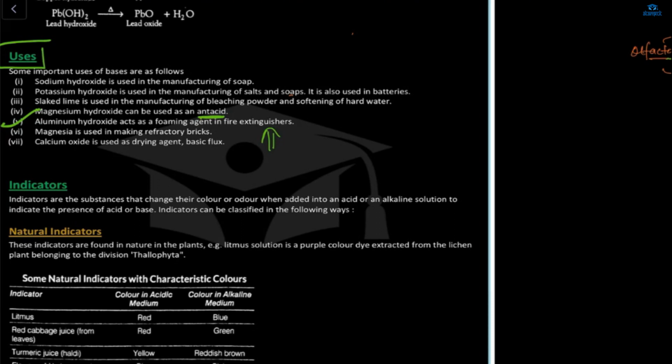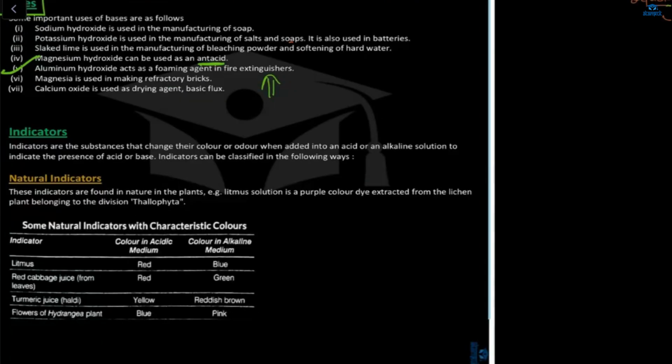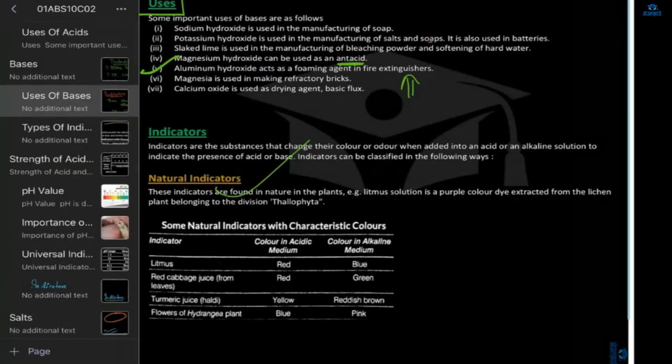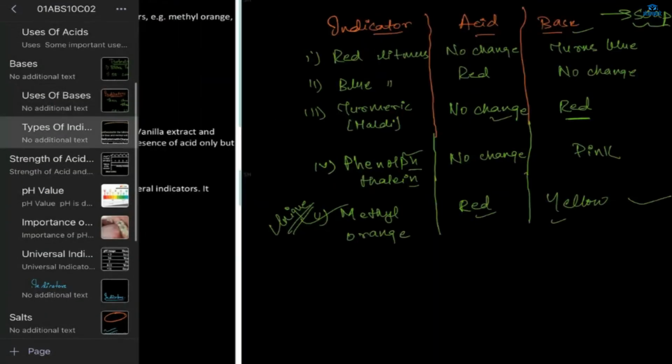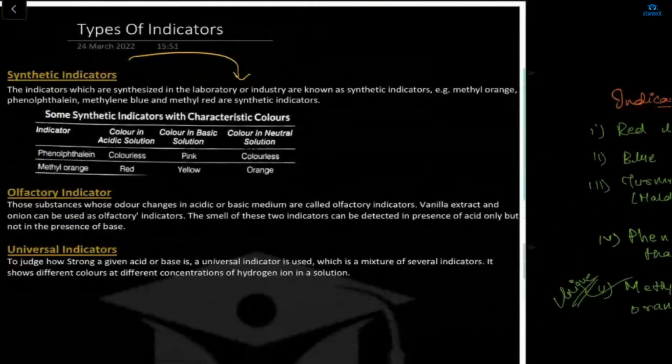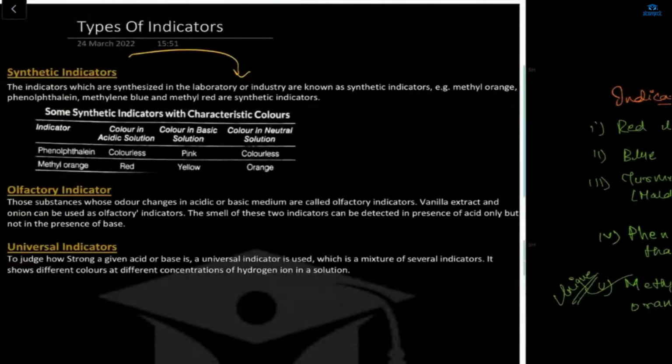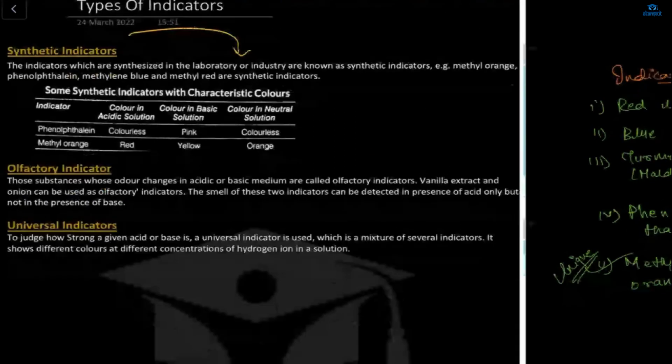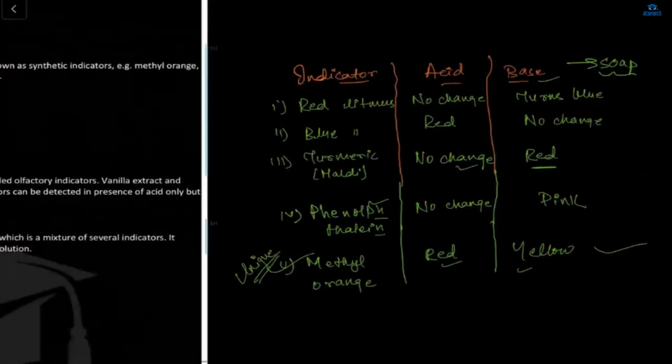Yeah, thank you. Okay, so the indicators we already discussed: natural indicators, man-made indicators, and olfactory indicators. Natural, synthetic, or man-made. Man-made or synthetic is the same. And olfactory, we also did here.